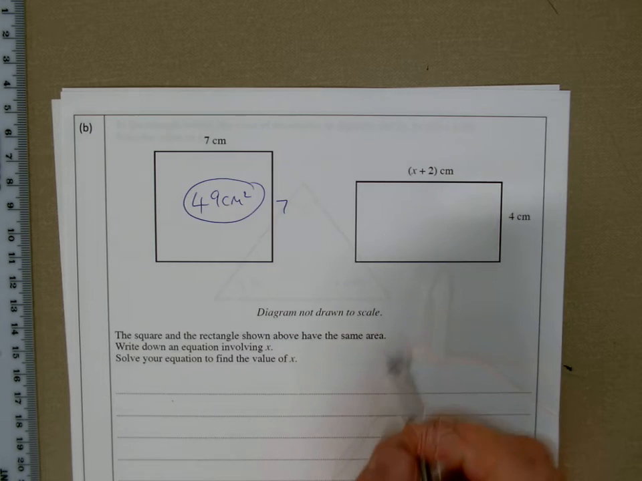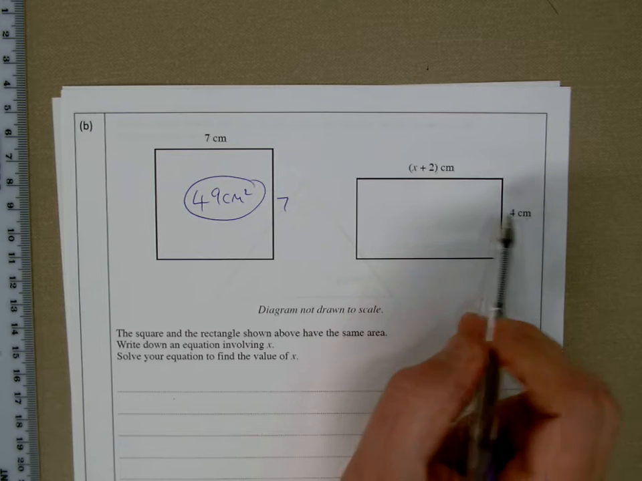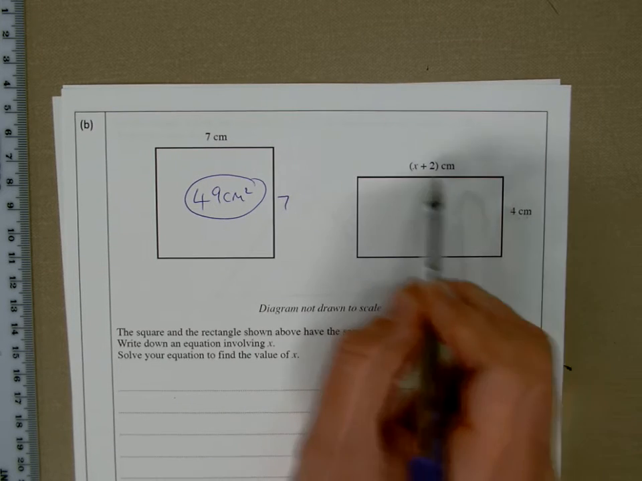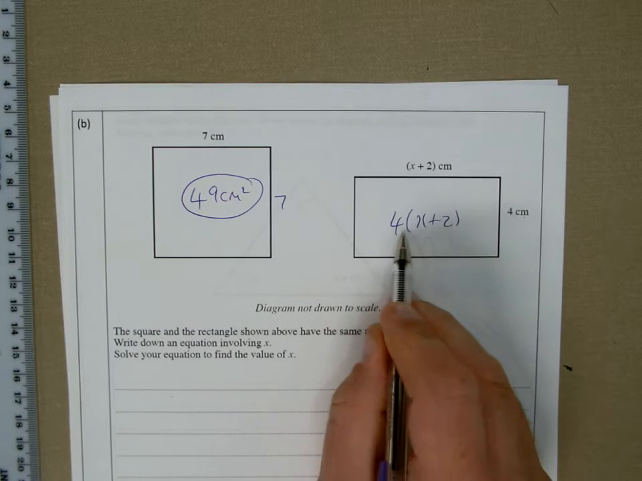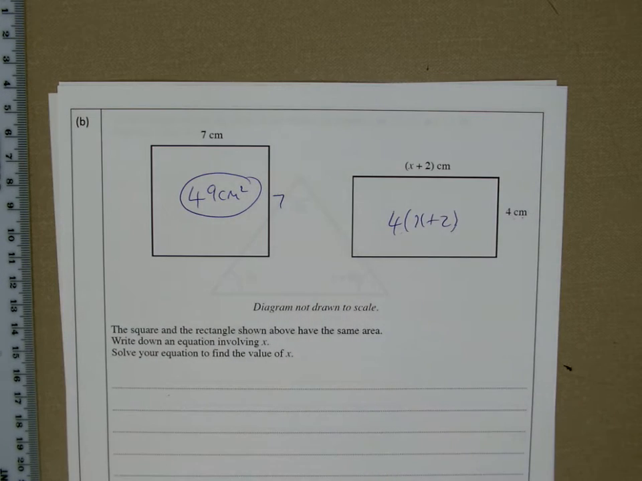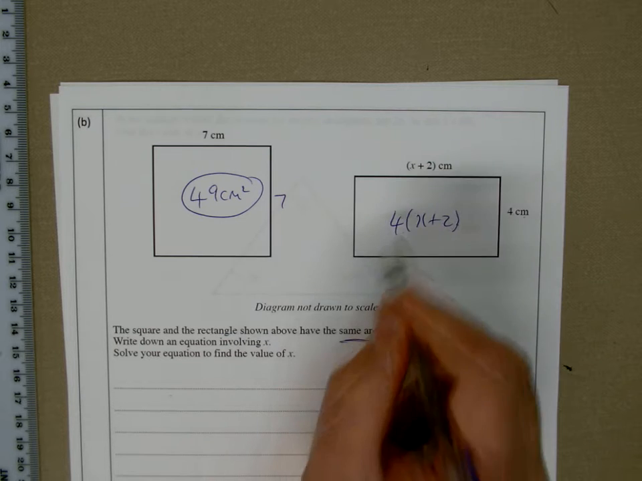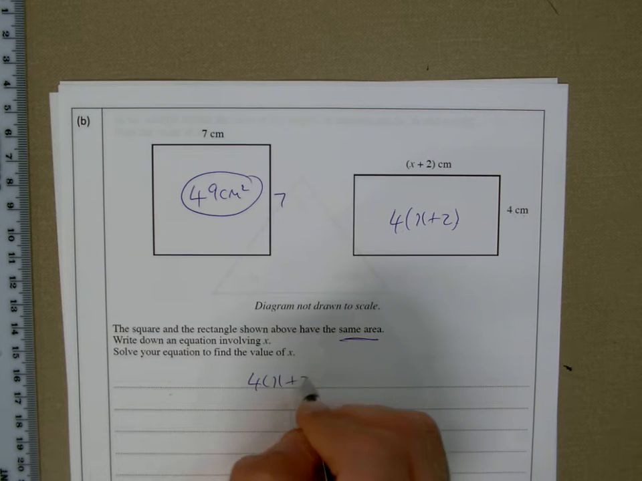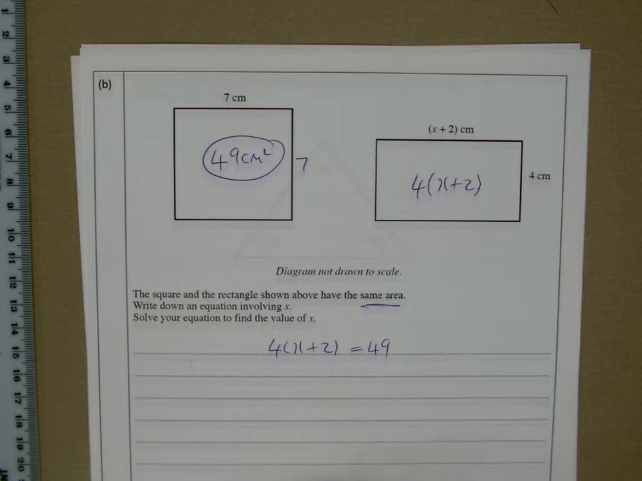What about the area of the rectangle? Again, it'll be that times that, won't it? Now, I'd like to write it the other way around. So this times this. You could write it like that, couldn't you? Because remember, with a bracket, we're timesing, aren't we? Okay, so what we're showing is 4 times that length. Now, because they're equal, it says the same area, we literally put these equal to each other. Okay, so 4 bracket x plus 2 is equal to 49.